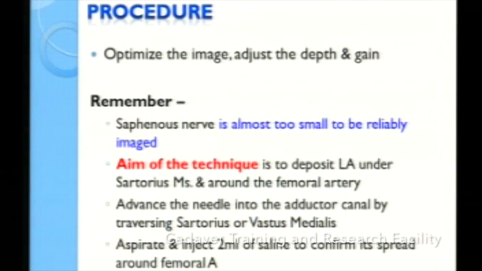Then remember the following things: the saphenous nerve is too small to be reliably imaged, and the aim of the technique is to deposit the local anesthetic under the sartorius muscle and around the femoral artery, and advance the needle into the adductor canal by traversing the sartorius or vastus medialis muscle. When you reach the lateral end of the femoral artery, aspirate to check whether blood is coming or not, and then inject 2 mils of saline to confirm spread around the femoral artery, and when you are sure, only then inject the local anesthetic.